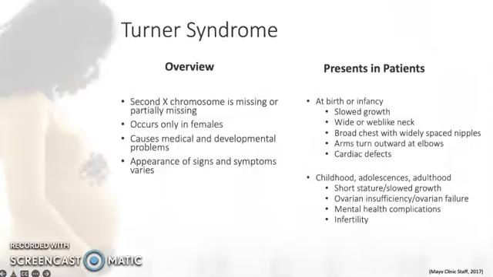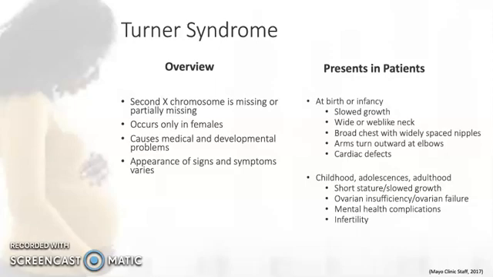Turner syndrome is a chromosomal abnormality that only occurs in females. What happens is one of the X chromosomes during cell division either becomes missing completely or partially missing. This abnormality in the X chromosome will cause a variety of medical and developmental problems for this child.